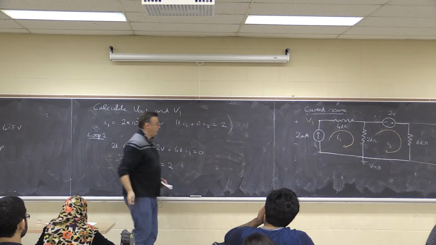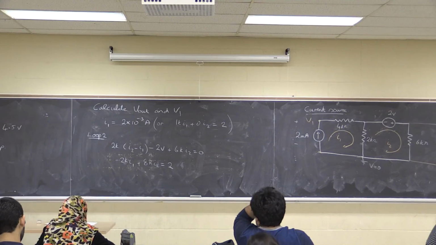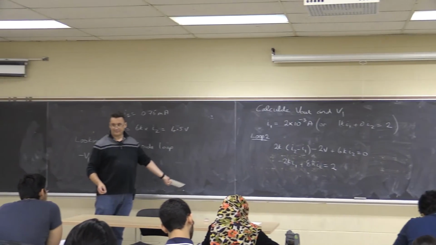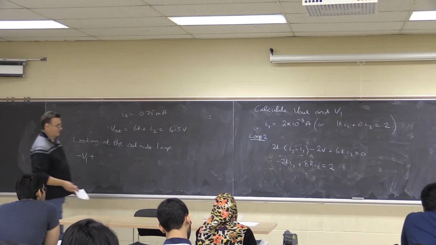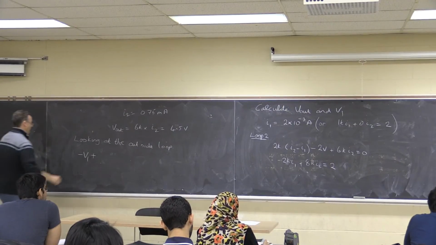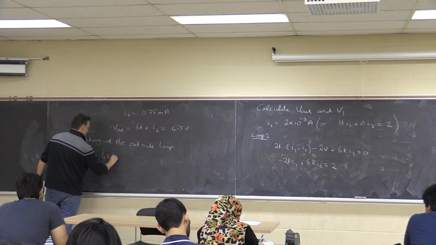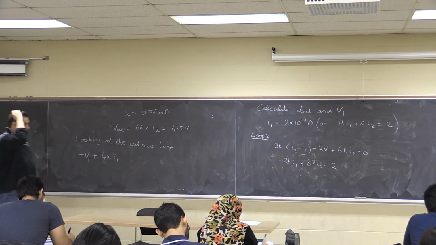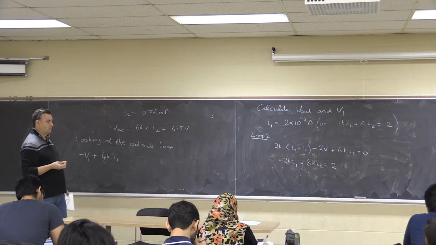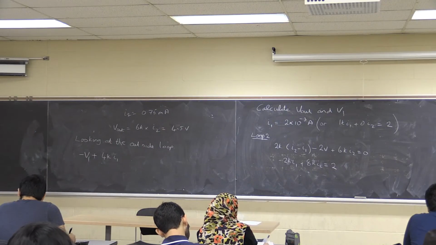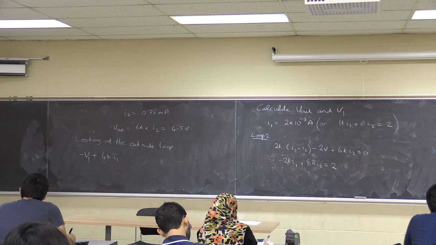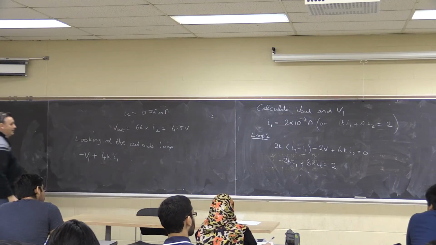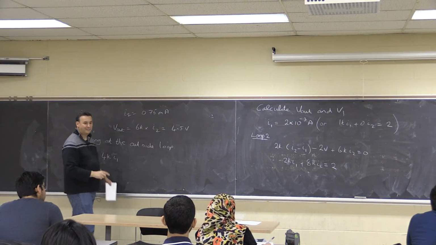So voltage drop through the 4 kilo ohm resistor is plus 4 kilo ohms times I1. 4K times I1, Ohm's law, V equals IR. Then the voltage drop through the 2 volt supply. We're going around the top loop, right around the outside now. So we go through that voltage source, going into the negative terminal.